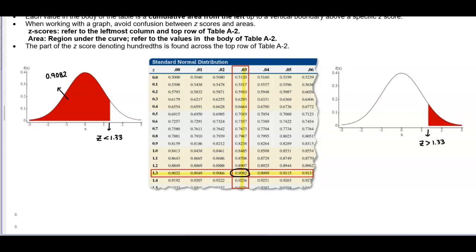Now, since we're not able to get the area in the body of the table for the right, what we need to do is take into consideration the area under the curve. We know the area under the curve is 1. And then if we subtract the area to the left of this, the area to the left you can see is 0.9082. So let's go ahead and do that on our calculator.